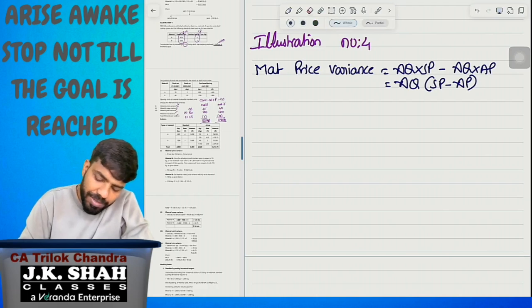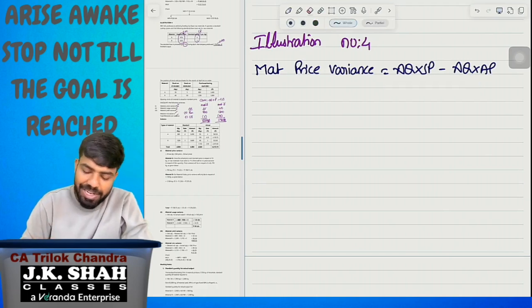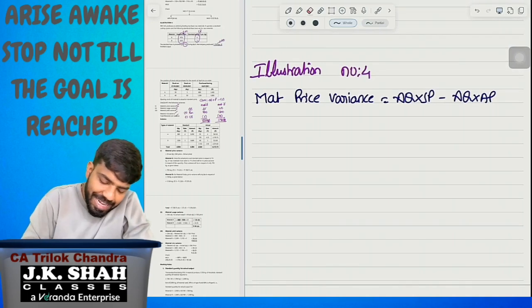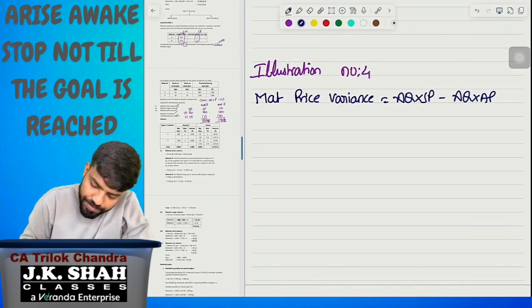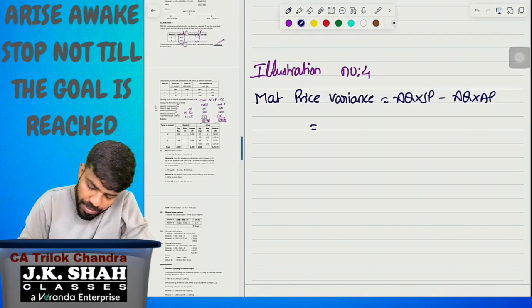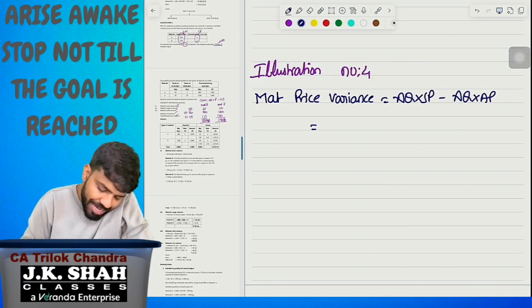Or else we'll do one thing. We'll take separately, because there is a small adjustment. I'll tell you. Don't worry. See here. Let me write this calculation. Look at this. First, actual quantity consumed. Actual quantity consumed is 830 kgs.